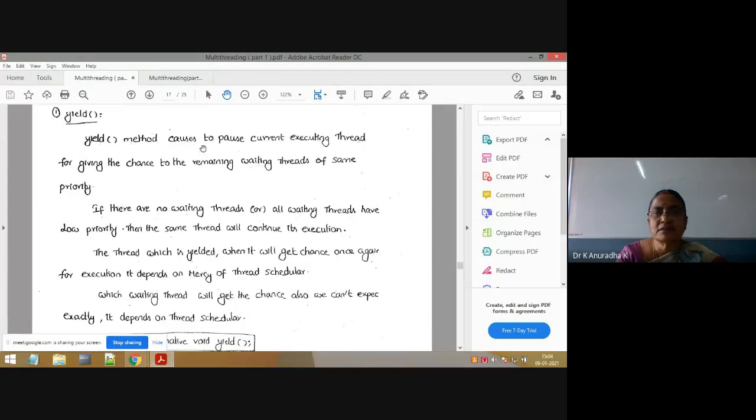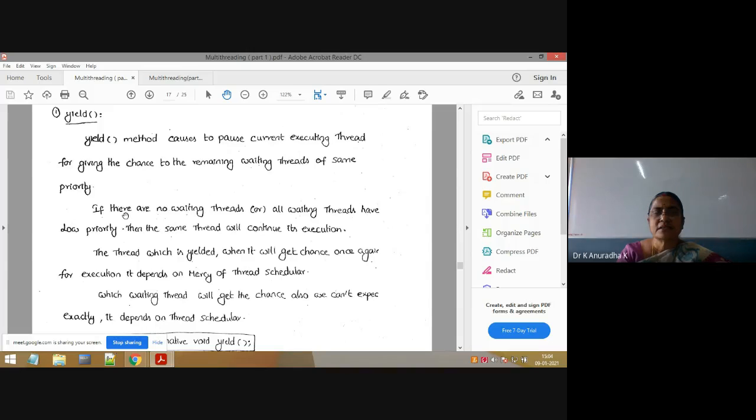Yield method causes to pause the currently executing thread for giving the chance to the remaining waiting threads of the same priority. Understand the meaning of this one. If you understand the meaning, the program is very, very easy. Yield method causes to pause the currently executing thread for giving the chance to the remaining waiting threads of the same priority.